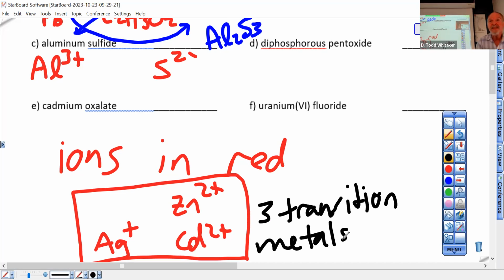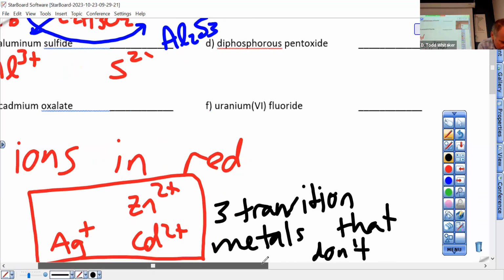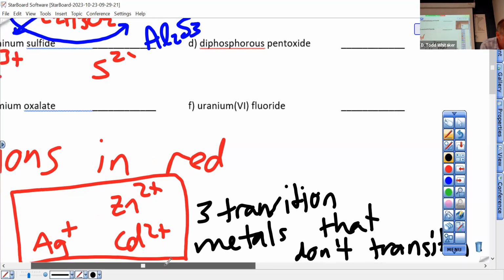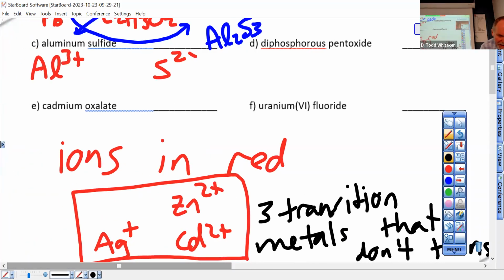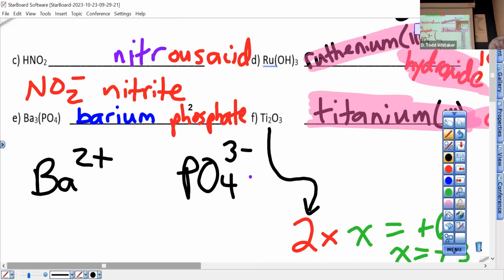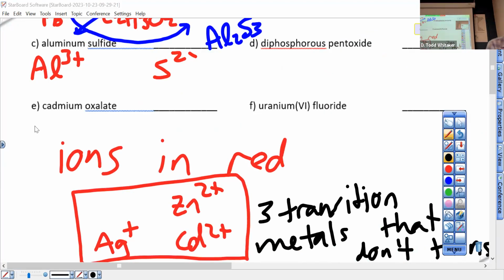When I say they don't transition, it means I don't want Roman numerals. Ag's +1. And it's called silver without a Roman numeral. And in this question, we have cadmium. So your ion is Cd2+. Wow, I don't know how that happened. Where am I? I went to the previous page. Cd in red.